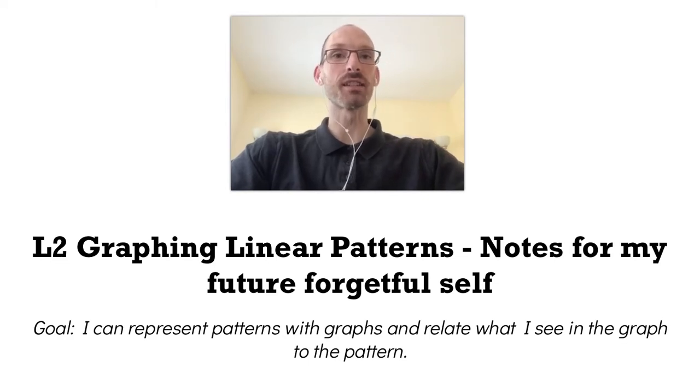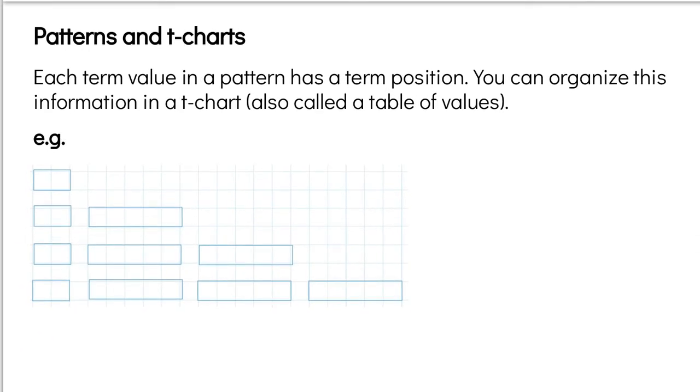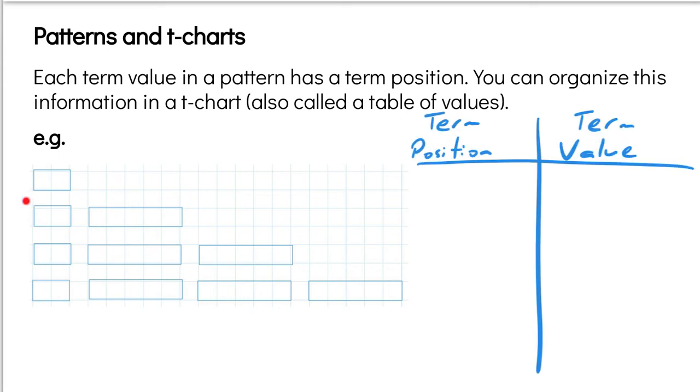Let's get to our first slide, which says, each term value in a pattern has a term position. And you can organize this information in a t-chart, also called a table of values. And it might look something like this. So on the left here we have our pattern, and on the right here we have our t-chart. We just need to put values in each of these empty spaces. So let's have a look.